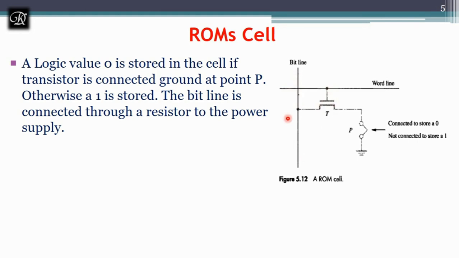To read the state of the cell, the word line is activated. Thus the transistor switch is closed and the voltage on the bit line drops to near 0 if there is a connection between the transistor and the ground. If there is no connection to the ground, the bit line remains at the high voltage, indicating it is 1.